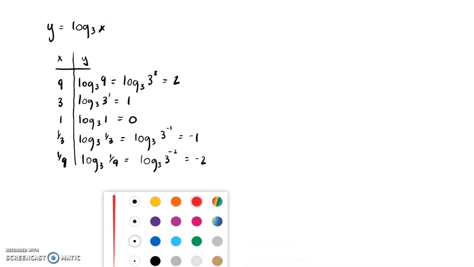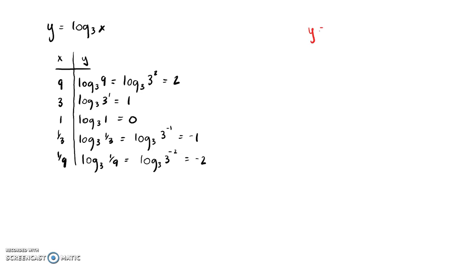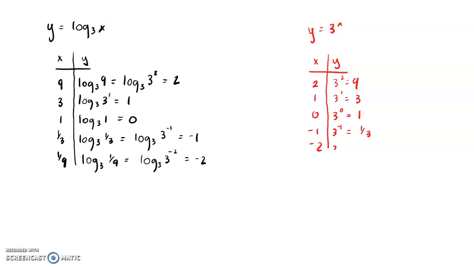Our other option would be to do a table for 3 to the x. And this time I'm going to keep the numbers in the same order. So let's say I do 2, 1, 0, negative 1, negative 2. Those would be pretty easy ones to plug in. So when I plug those in, I'm going to get 3 squared is 9. 3 to the 1 is 3. 3 to the 0, remember anything to the 0 is 1. 3 to the negative 1, that means reciprocal. And 3 to the negative 2, I flip it and square it.